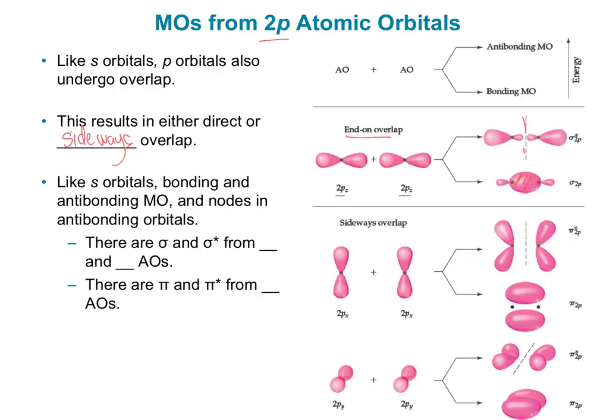So for our sideways overlap, if we have these two px orbitals next to each other, they're going to do the little sideways overlap like that. And the opposite of that looks like a node like that, where you have almost like butterfly wings.